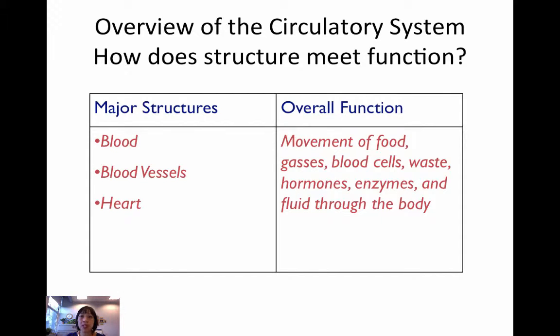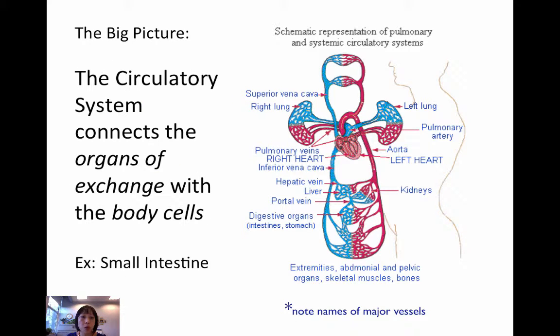Over the next couple of days, we'll break down and really get a good look at blood. We'll be able to dissect a heart and see really what those structures are and how they meet function. But today, our goal is to look at the system as a whole, and to really look at the flow through that system. So here is a schematic of the circulatory system.